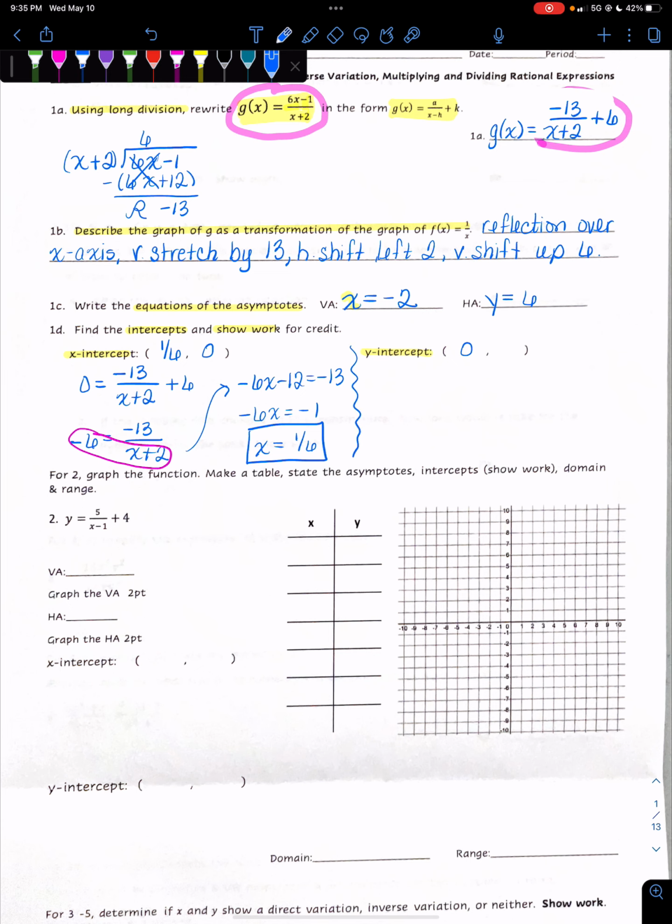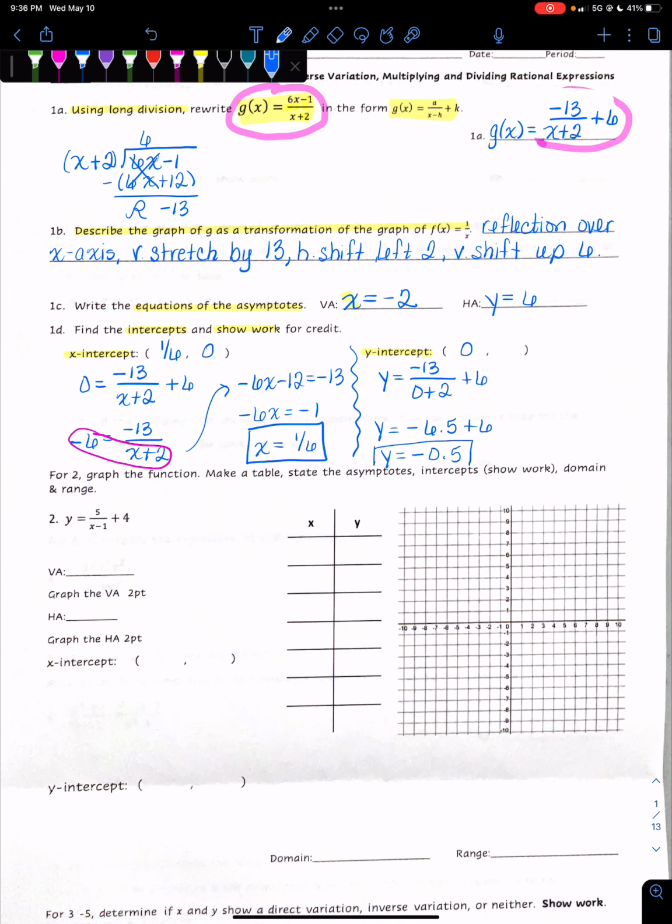Now to get the y-intercept, instead of replacing y with 0, we're going to replace x with 0. Again, I'm going to use the simple form. So I'm going to have y is equal to negative 13 over 0 plus 2, plus 6. So that gives me y is equal to negative 7.5 plus 6, which gives me y is equal to, oops, that's negative 6.5, not negative 7.5, so sorry about that. Let's go back and correct that. Negative 6.5 plus 6, and that gives me y is equal to negative 0.5.